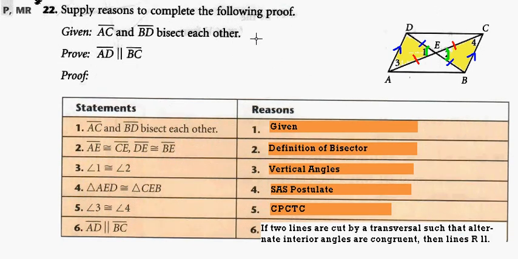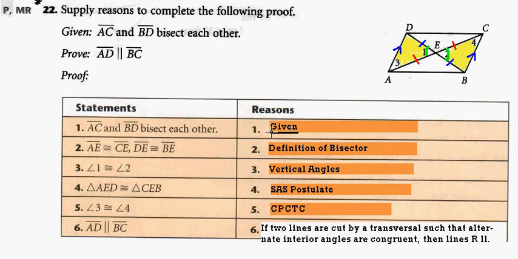So we're supposed to supply reasons to complete the following proof. Given that AC, that's this right here, AC and BD bisect each other, that means E is the midpoint of both those lines, we can see that we're supposed to prove that AD is parallel to BC. Well, AC and BD bisect each other, that's given. That is a given statement.